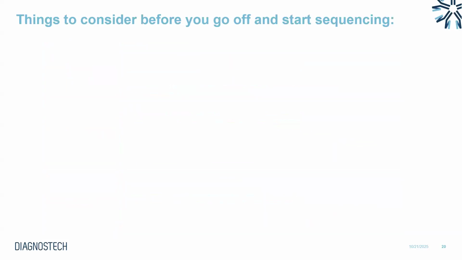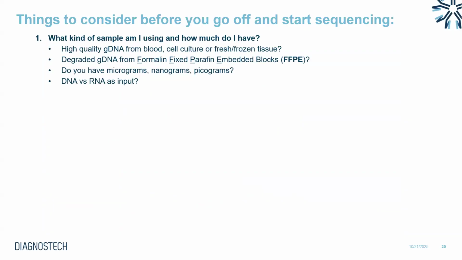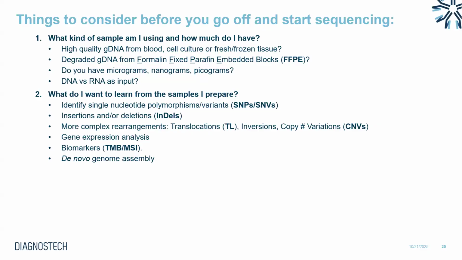So, things to consider before you go off and start sequencing. What kind of sample am I using and how much do I have? Is it high quality gDNA from blood, cell culture, fresh frozen tissue, or is it degraded? Do you have micrograms, nanograms, or picograms? Is it RNA or is it DNA?